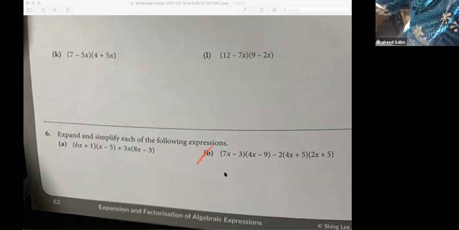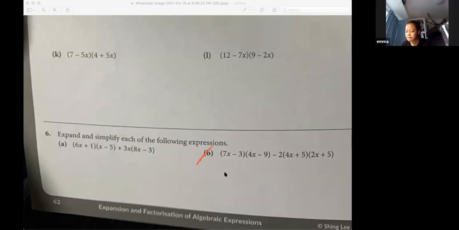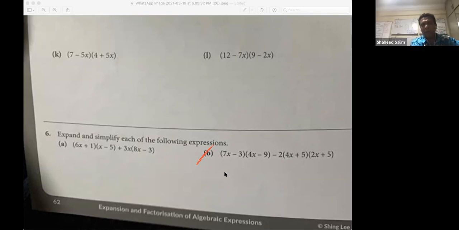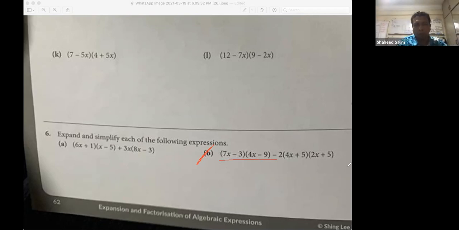I need to do this one as well. A long one, huh? Now don't do until the end. Once you've expanded the first one, that means this one, we check what's your answer for it. Or you want to, okay, so you tell me what's your expansion.